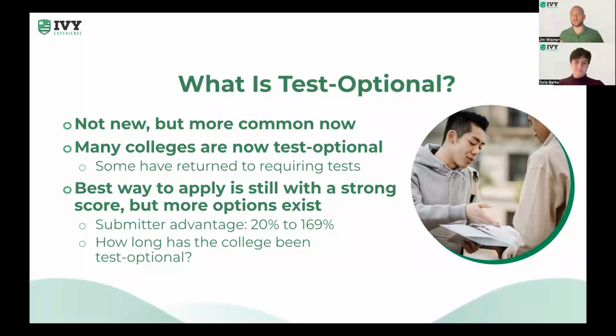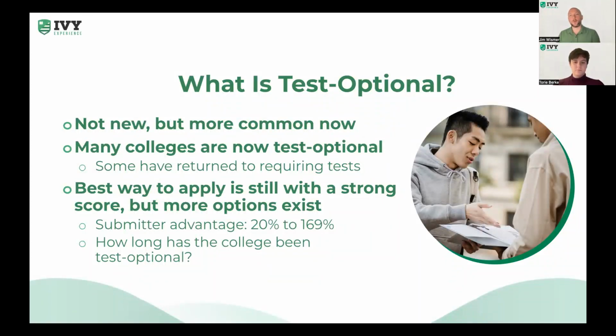Test optional is an umbrella term. Purdue's website said the same thing as Pepperdine's website. Pepperdine admits 37% of their students with test scores. More than half don't submit test scores. Purdue and Pepperdine have opposite views on how optional test scores are. The wording on their websites was almost identical.